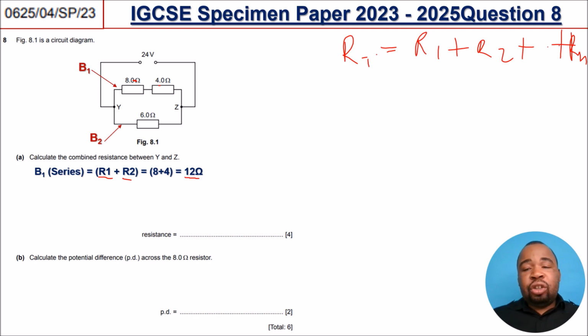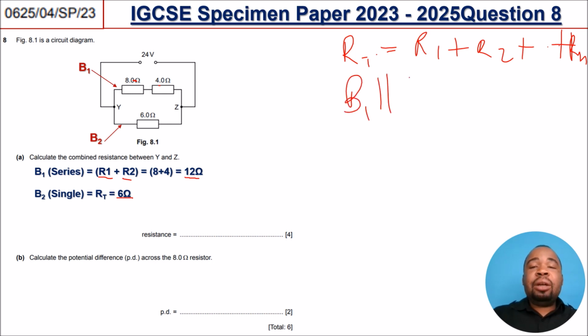Now we deal with branch 2. Branch 2 is very easy. There is only a single resistor, so the effective resistance across that branch remains 6 ohms, which is equivalent to the resistance of the resistor along that branch. Now the next thing we want to do is to combine these two branches. If we look at it carefully, we will see that branch 1 is parallel to branch 2.